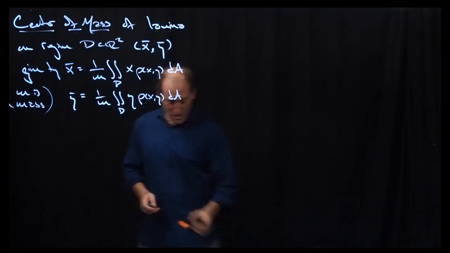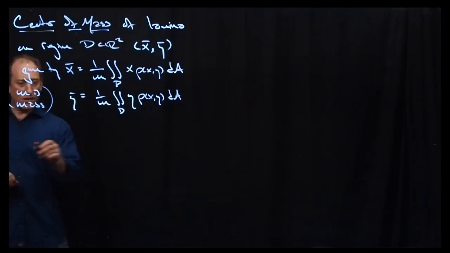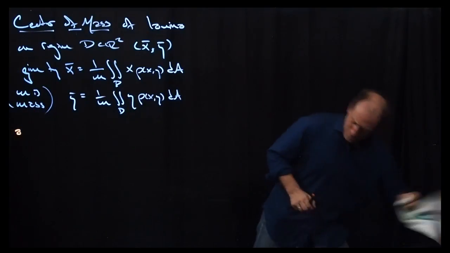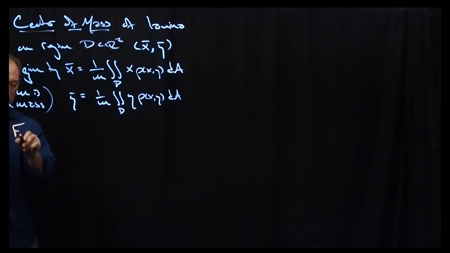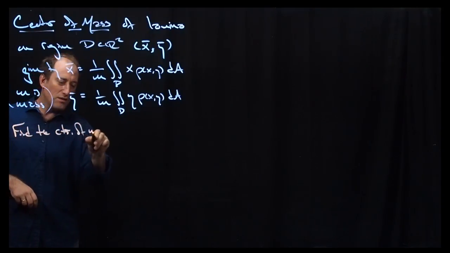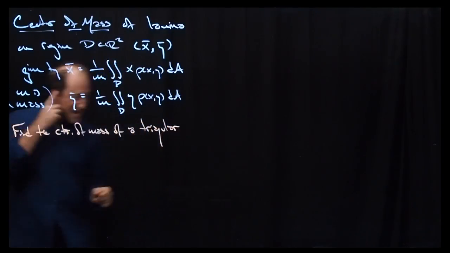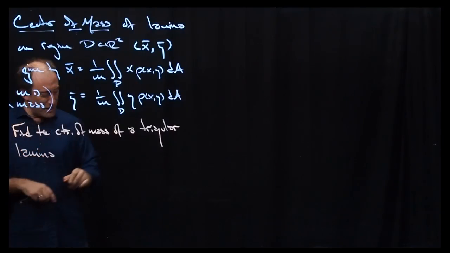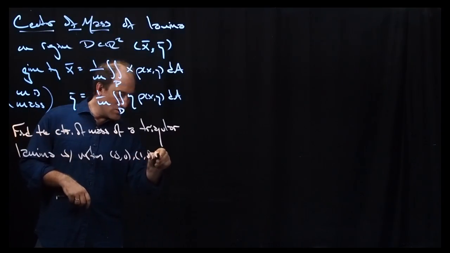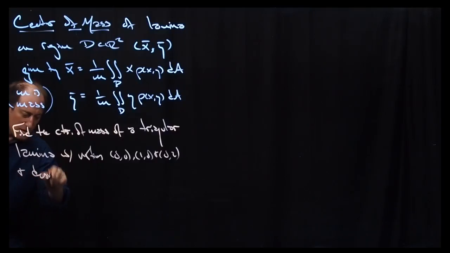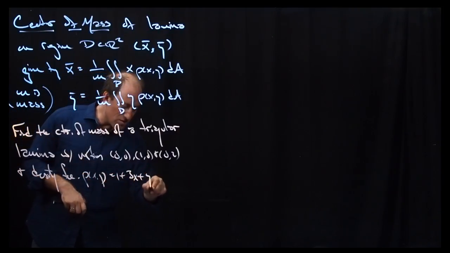So then, for example, find the center of mass, to squeeze in as much as I can, of a triangular lamina with vertices 0, 0, 1, 0, and 0, 2, and we'll say density function given by rho of xy is 1 plus 3x plus y.